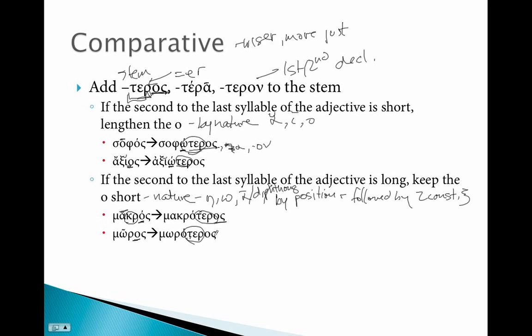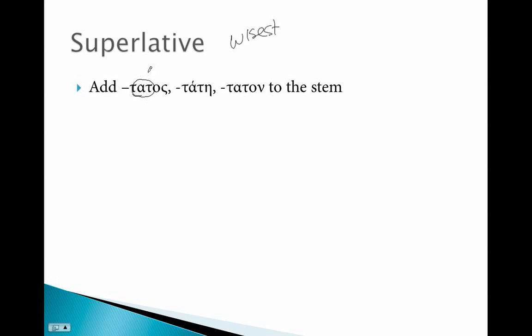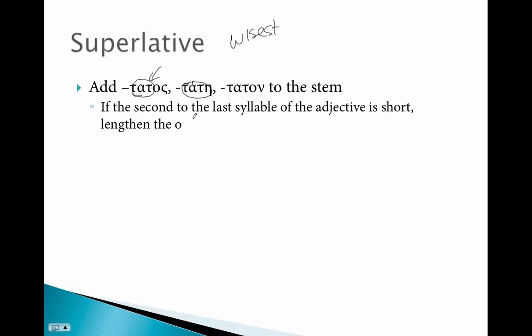That's the comparative. Now the superlative, the EST, so wisest, the basic rule is we're going to add tatos, tate, taton, to the stem. So look for this tat as your key. And it actually has the same rules about longs and shorts. So if the second to the last syllable of the adjective is short, we lengthen the O. So sophos, sophotatos, wisest.